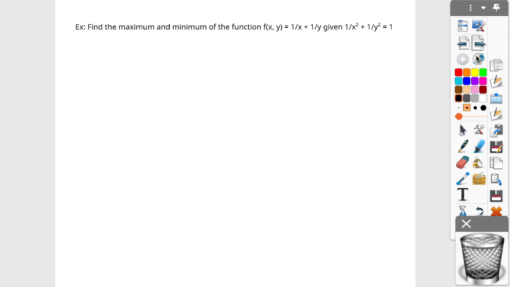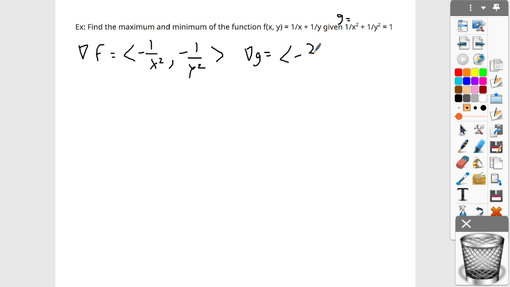All right, let's continue with the next question. Find the maximum and minimum of the given function. So let's do it. The gradient of f is (-1 over x squared, -1 over y squared), and we have our constraint. If we let g be equal to this function, then the gradient of g is (-2 over x cubed, -2 over y cubed).